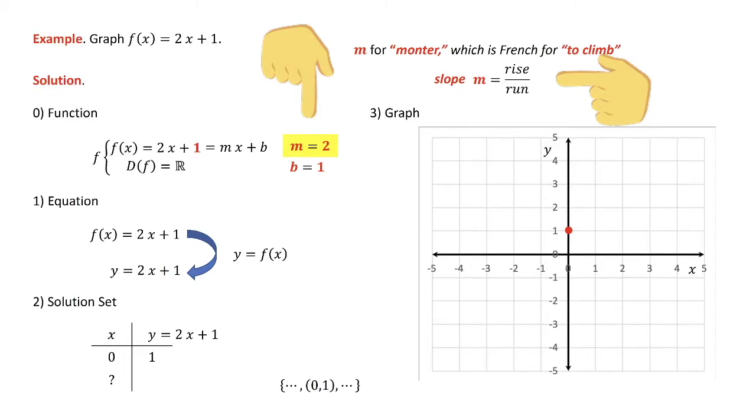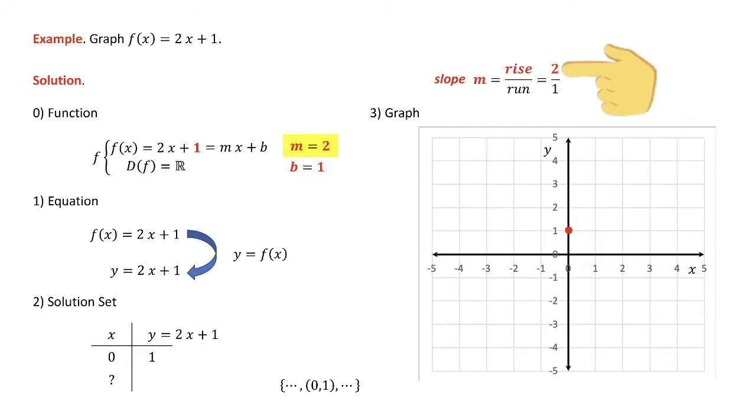m is slope. Rise over run. Rise over run. We have 2, right? 2 is 2 over 1. So what does this say? I go down to my point, go up 2, and then I run 1, so I go over 1. That's it. You should never work harder.